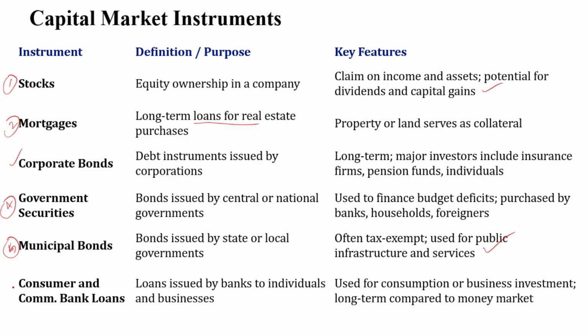Then the last component, the sixth form of capital market instrument, is called consumer and commercial bank loans. These are loans given by banks to individuals for consumption or to businesses for investment purposes. Compared to money market loans, these are long term. They form a major component of bank-based capital financing. In summary, capital market instruments enable the transfer of funds from savers to users over the long term, supporting productive investment and economic growth.